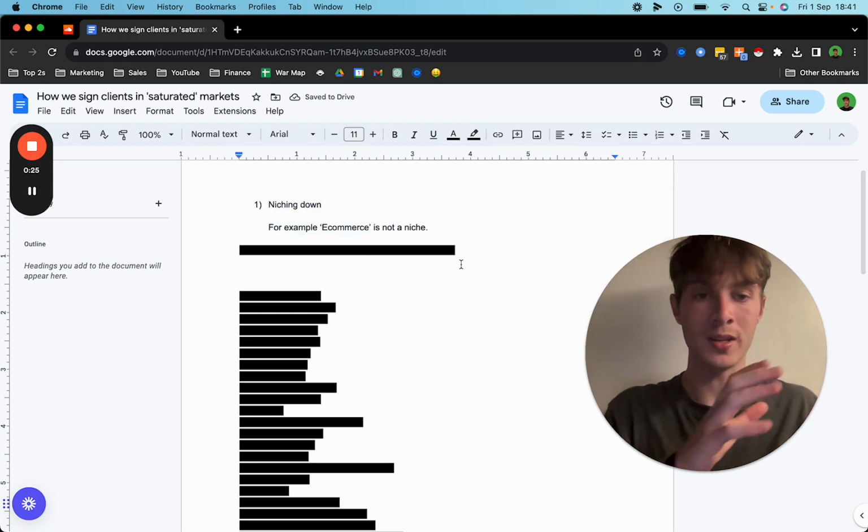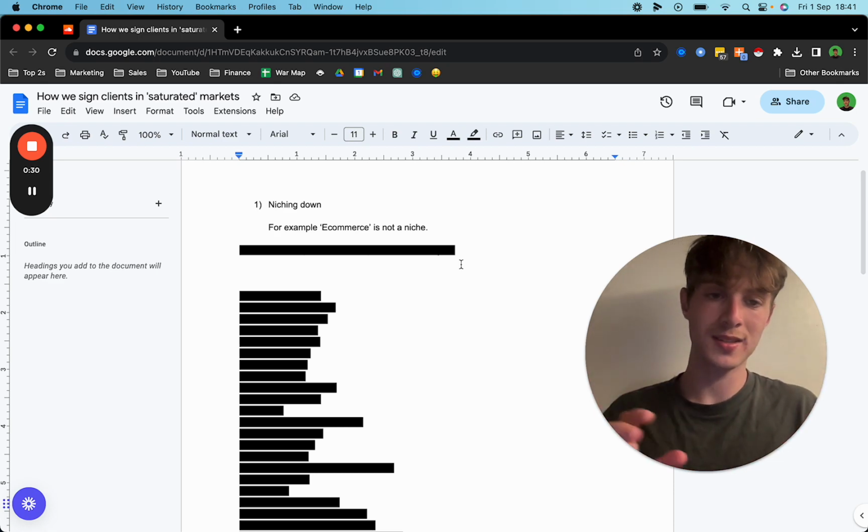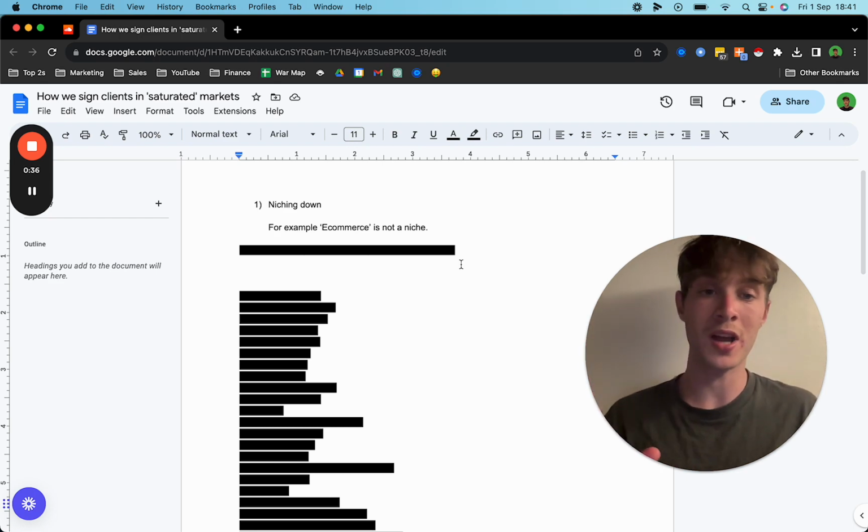So before I actually go into the details of this, I want to say, for example, e-commerce is not a niche. A lot of people pick a niche, they'll say marketing agencies, they'll say e-commerce, they'll say SaaS, but that's not actually a niche. That is so broad, it's absolutely crazy.